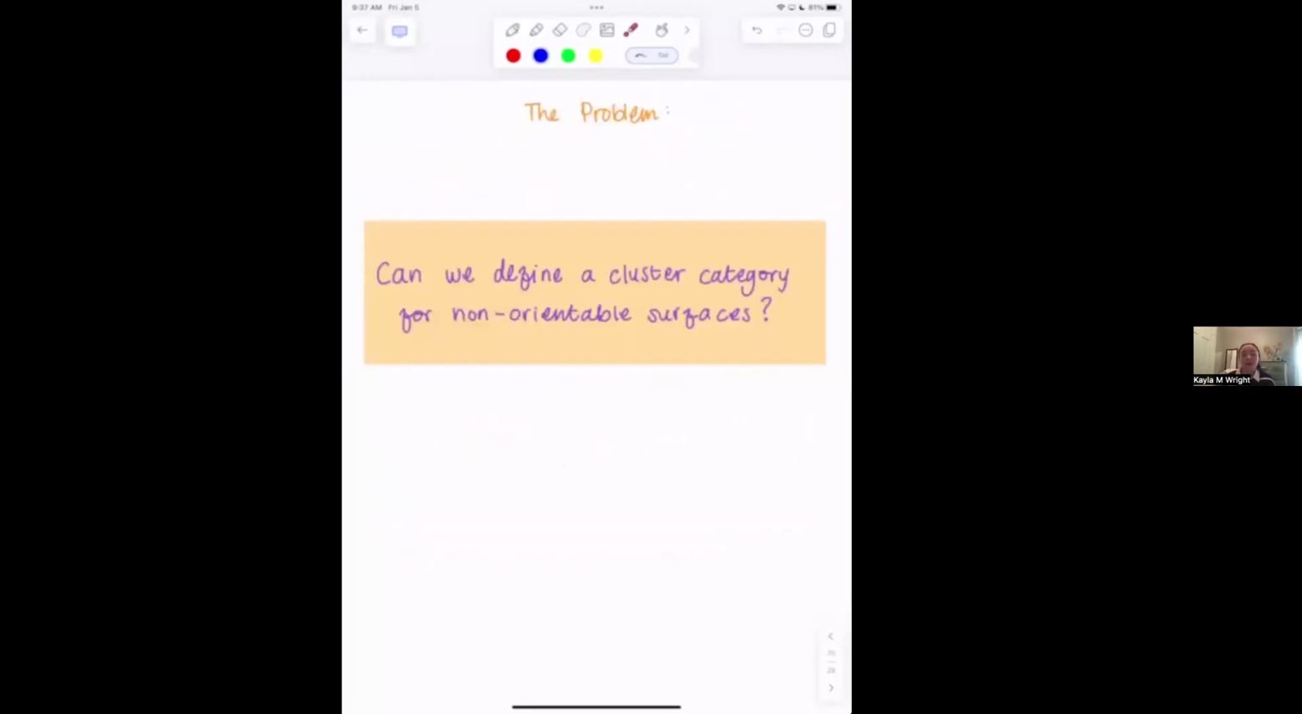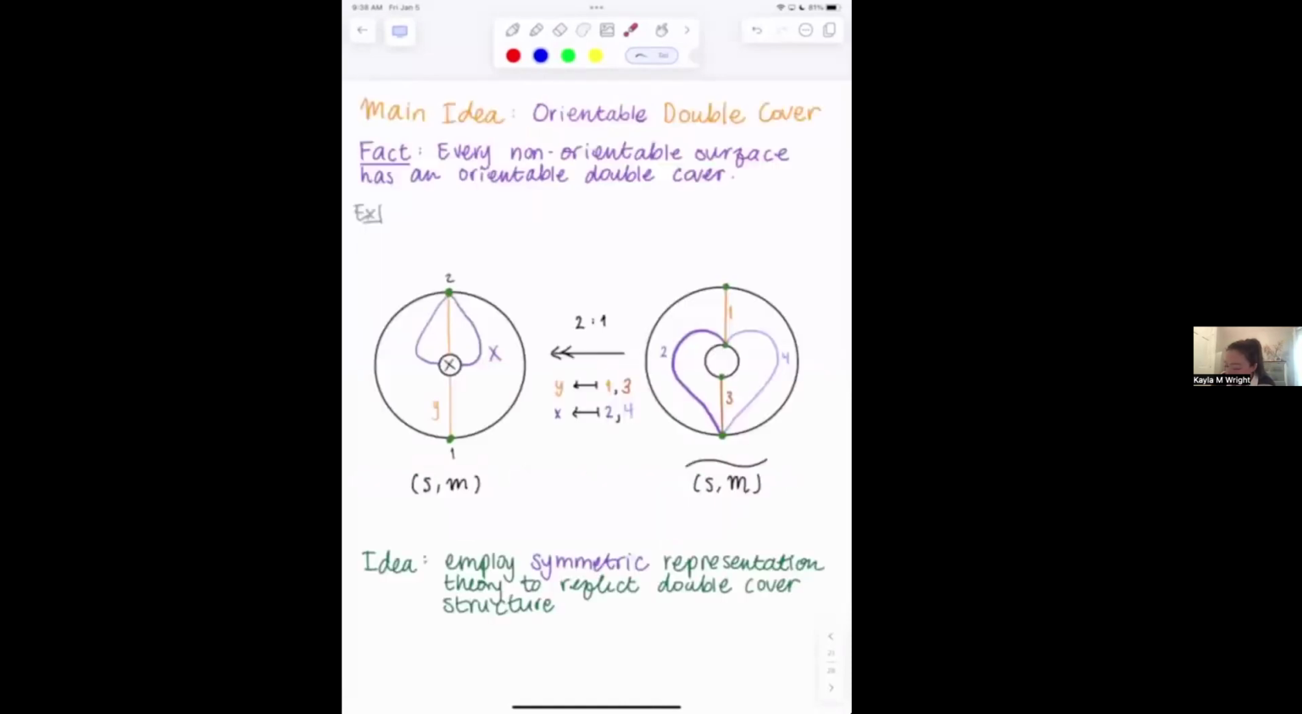So our problem is we want to figure out if we can define some sort of cluster category for these non-orientable surfaces. And the answer that we came up with is that, yes, we can define it, and we're going to give a categorification of these quasi-triangulations for non-orientable surfaces. And the main idea is we want to look at what's called the orientable double cover associated to a non-orientable surface. It's a fact from topology that every non-orientable surface has an orientable double cover.